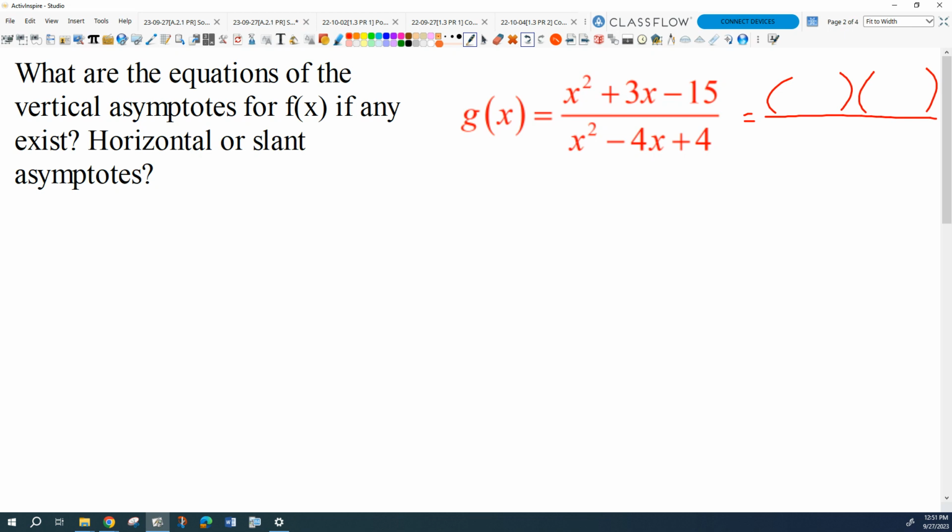What are the magic numbers here? Are there any? Okay, there aren't any, are there? So the top doesn't factor. How about the bottom? It's x minus 2 squared. Okay, if the top doesn't factor, we can just leave the top as it was.